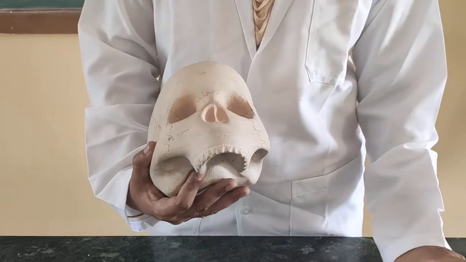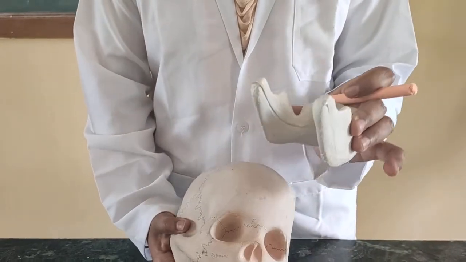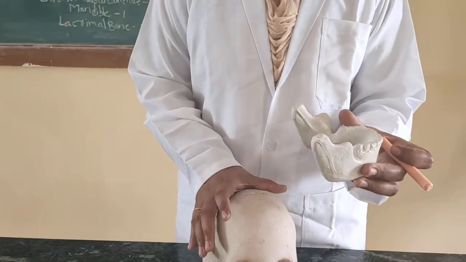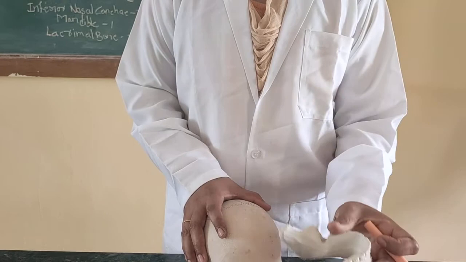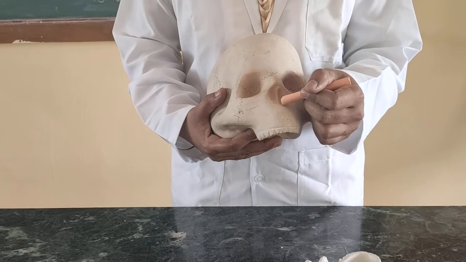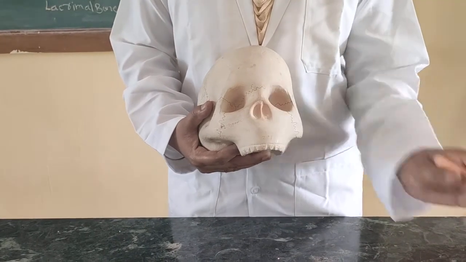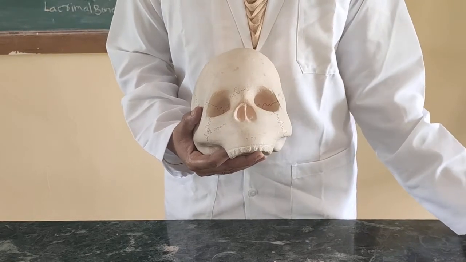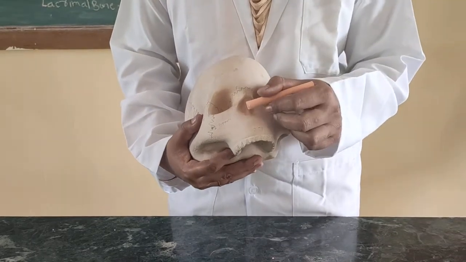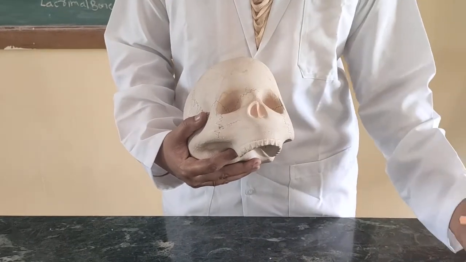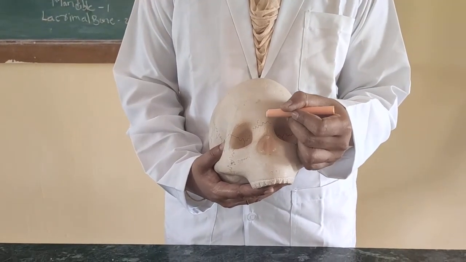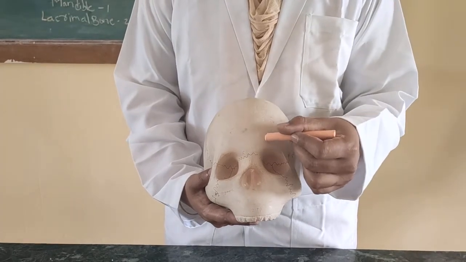Then this is the mandible, 1 in number, the lower jawbone. It is the largest and strongest bone of the face. Then the two inferior nasal conchae, which are inferior to the middle nasal conchae of the ethmoid bone. And the lacrimal bones, the smallest bones of the face, which form part of the medial wall of each orbit.